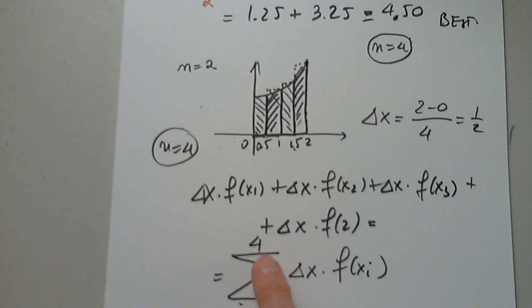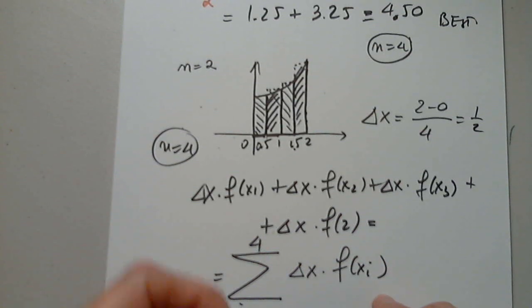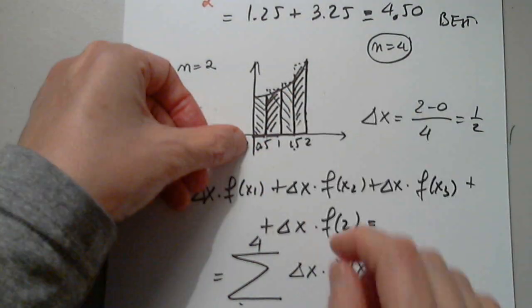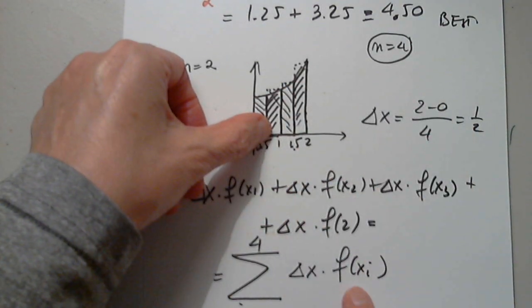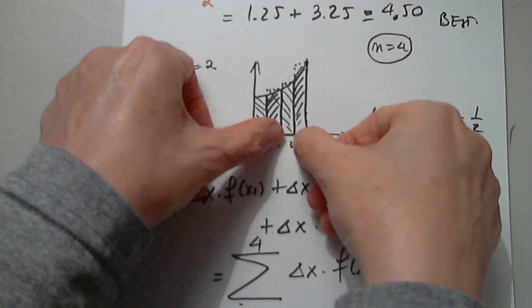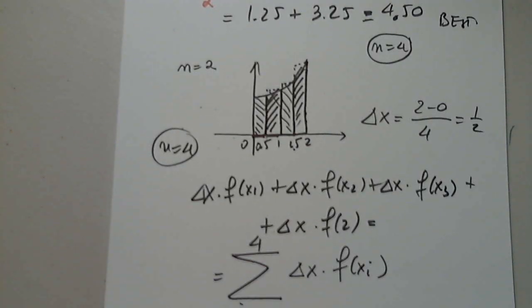From i equals 1 to the 4th rectangle, from the area of base times height. So this expresses 0.5 times f of 0.5 plus 0.5 times f of 1 plus 0.5 times f of, and so on and so forth. That's where we need the summation notation. What is this? The sum of areas, base times height, plus base times height, depending on where we are, i equals 1 through 4.